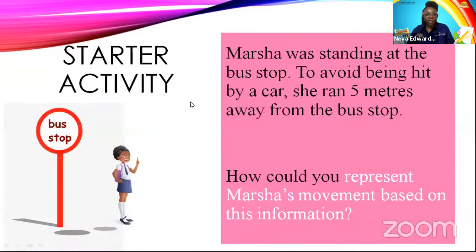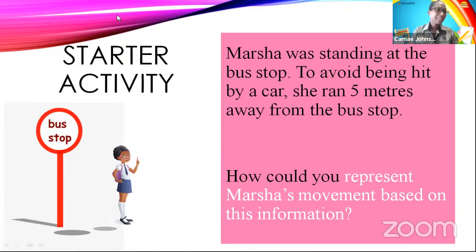So here we have our starter. So Camille, we have Marsha who is standing at the bus stop. Now, to avoid being hit by a car, Marsha ran 5 meters away from the bus stop. So, Camille, how do you think we could represent Marsha's movement based on this information? Hmm. So I'm putting on my thinking cap now.